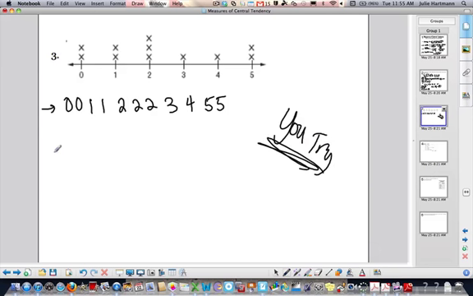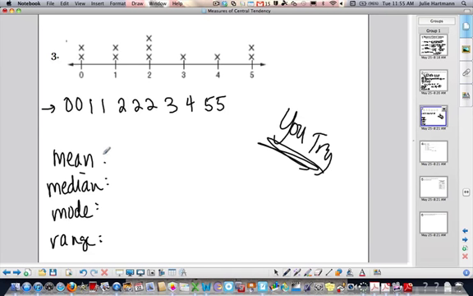to finish. Okay, find the mean, median, mode, and range. All right, so pause the video, find each of those, please, and we will go over it in class tomorrow.